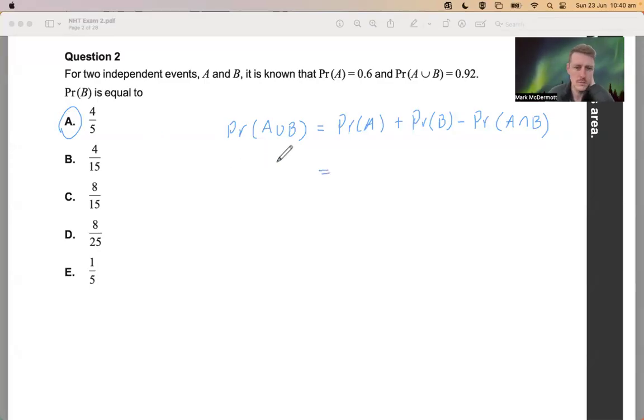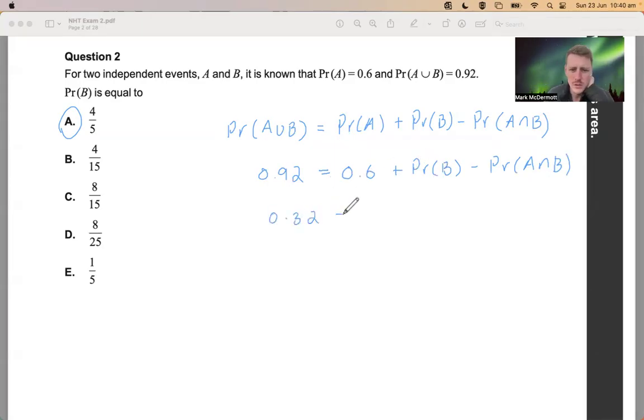So we know the probability of A or B is 0.92. And we know that the probability of A is 0.6. And we don't know the probability of B. And we don't know the probability of A and B. So we know that if we subtract this from here, we get 0.32 equals the probability of B minus the probability of A and B.